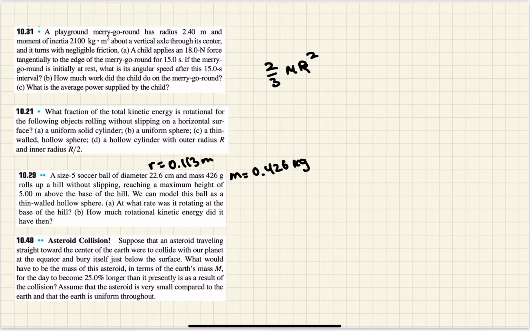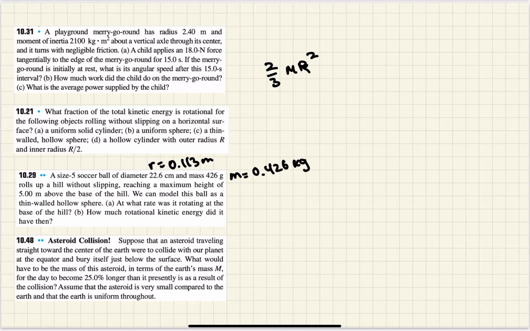And at what rate was it rotating at the base of the hill? Now, it doesn't seem like energy would be very useful here, but it actually would be, because the rate it was rotating is omega, the angular velocity. And omega is part of kinetic energy, rotational kinetic energy. And we know that it went up to 5 meters above the base of the hill. And so we have an initial kinetic energy and a final potential energy.